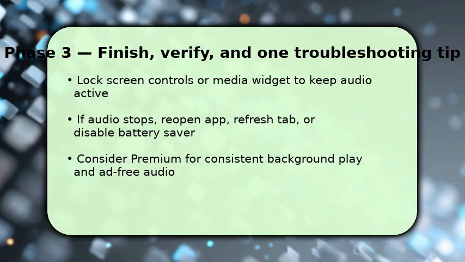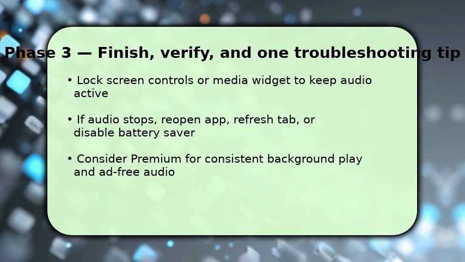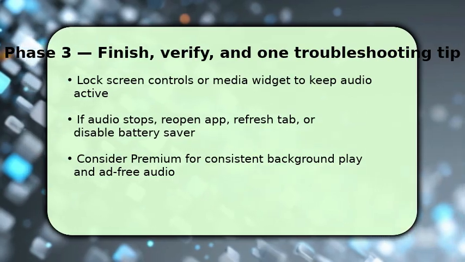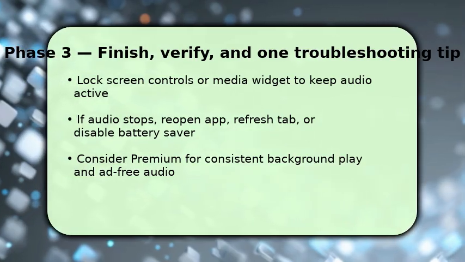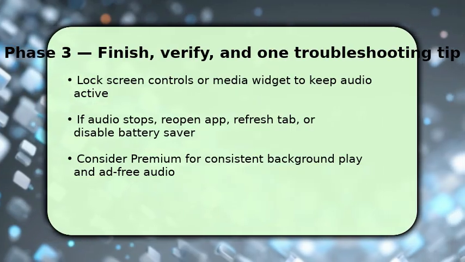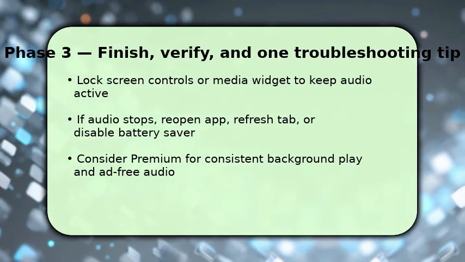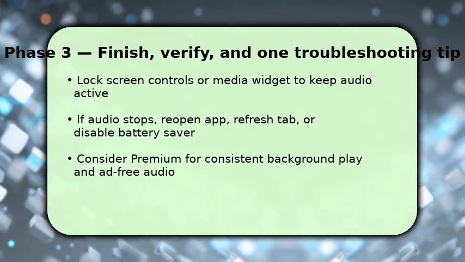reopening YouTube. If audio cuts out, first refresh the tab or app, then disable battery saver or aggressive app sleep settings. These commonly kill background playback. If Pi-P fails, force close and relaunch YouTube, or switch to YouTube Music for more reliable background audio. One troubleshooting tip: check app permissions for background activity and unrestricted data.